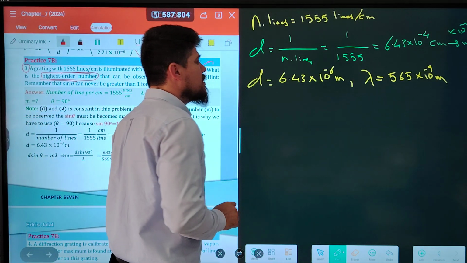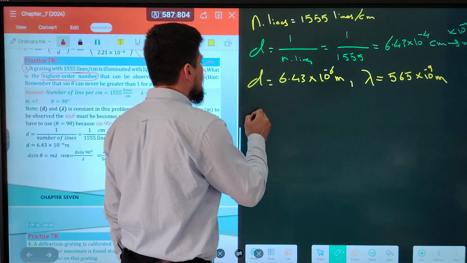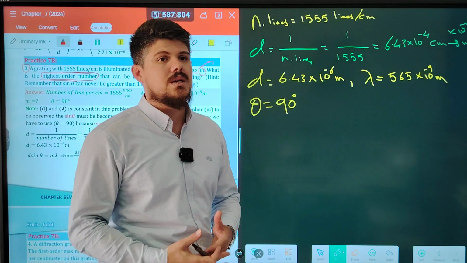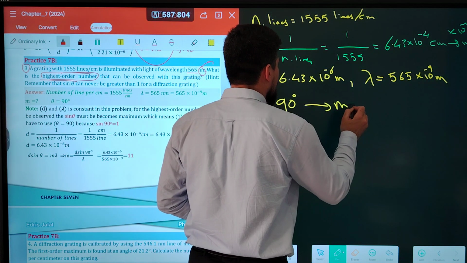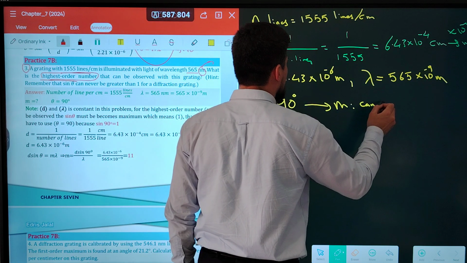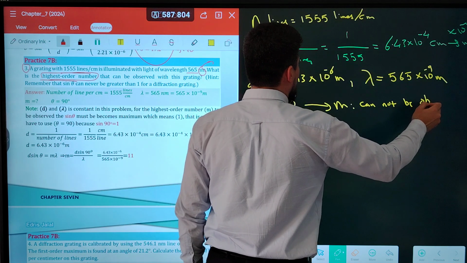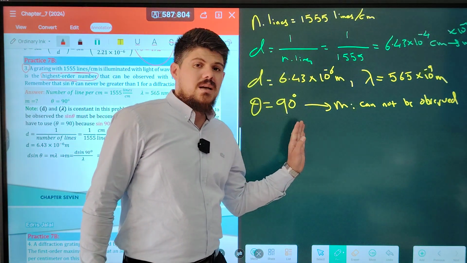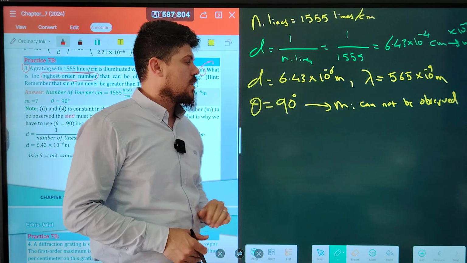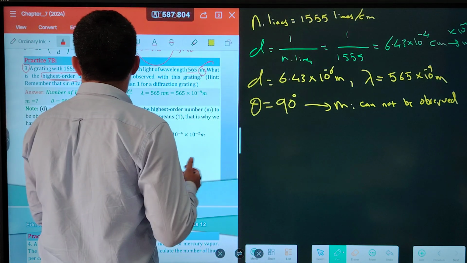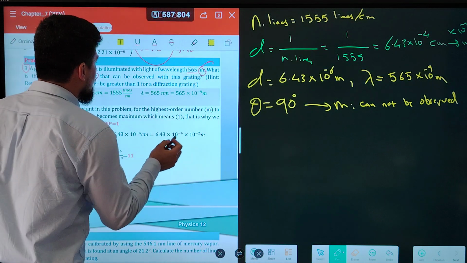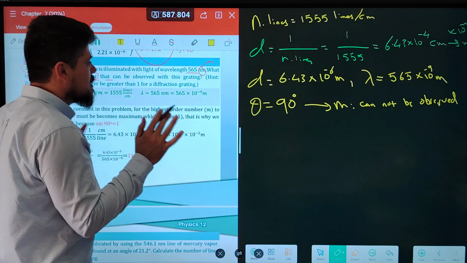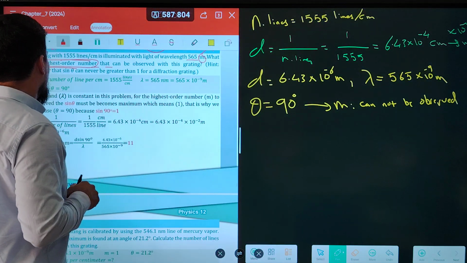Whenever the question says the highest order number, theta is equal to 90 degrees. And this order can never be observed. The bright fringe located at 90 degrees can never be observed. Be careful, okay? So what is the highest order number that can be observed with this grating, except at 90? So we have to find m.